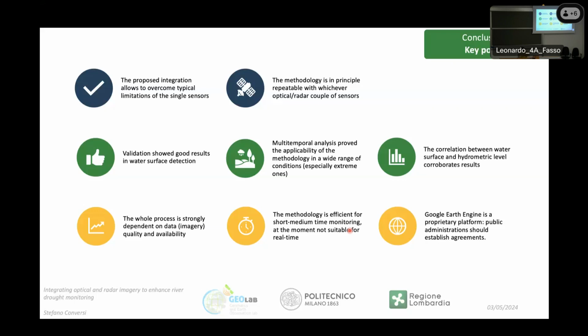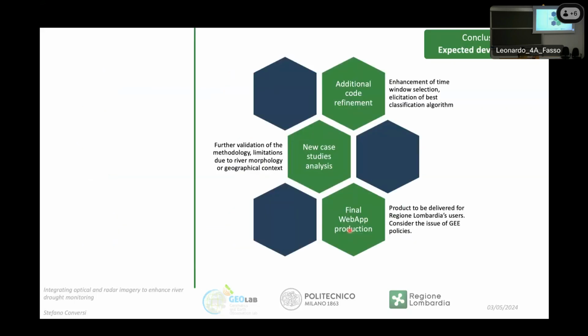And then the other issue is that Google Earth Engine, the platform that we used and that we will probably use for the evolution, so for creating this web app, is a proprietary platform, and so in case of real use by regional authorities, they should establish some kind of agreements. For the future, we want to refine the code with some developments, for example in the window selection enhancement. Then we also want to validate this evaluation on different case studies, both within the Po River and on different rivers with different morphologies.